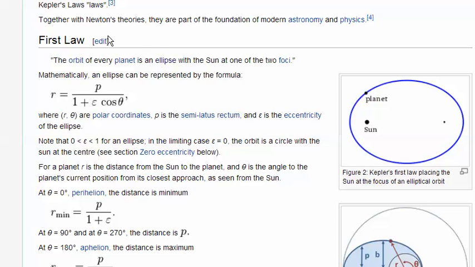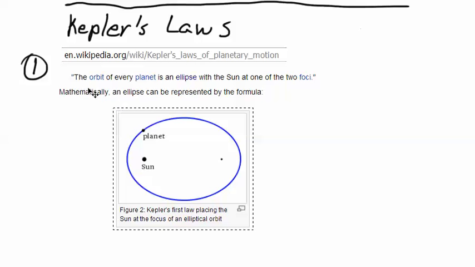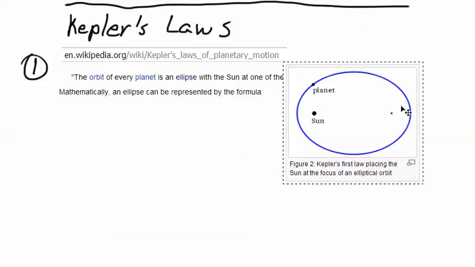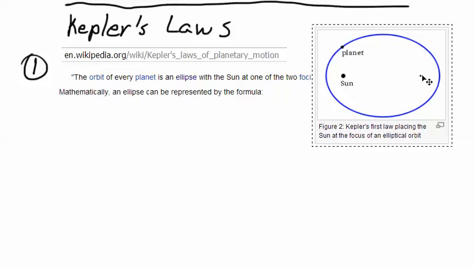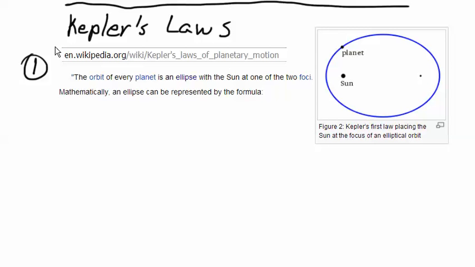Kepler's first law, this is from Wikipedia, is that the orbit of every planet is an ellipse with the Sun at one of its two foci. So here you can see an ellipse, and you can see there's this other focus right here. Basically, if I were to connect a string between those 2 points and pull a pencil around, that would be the shape it would make.